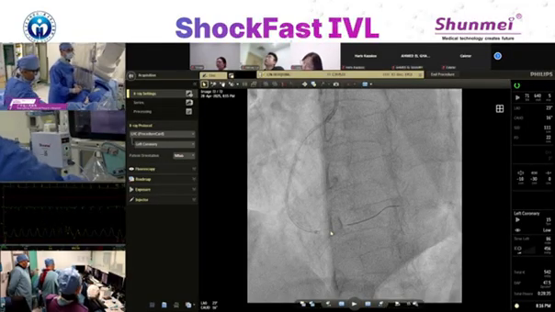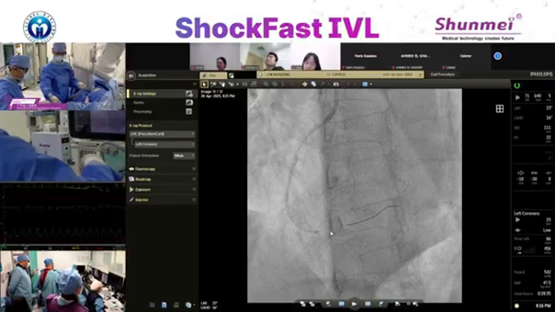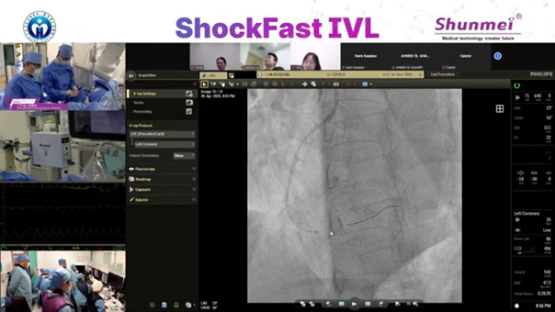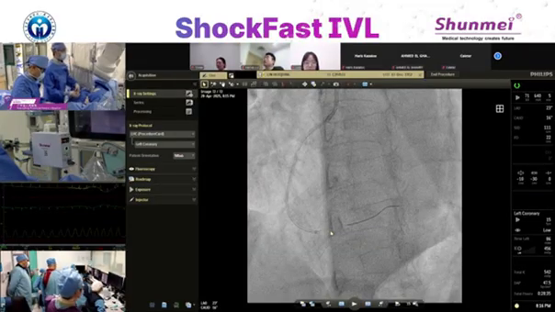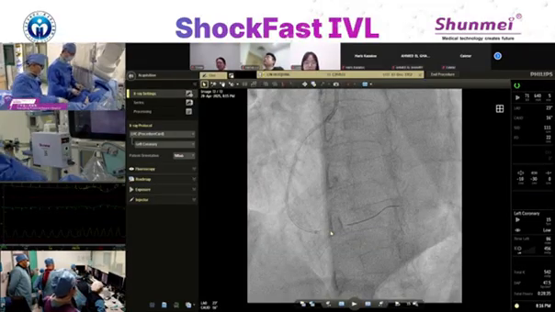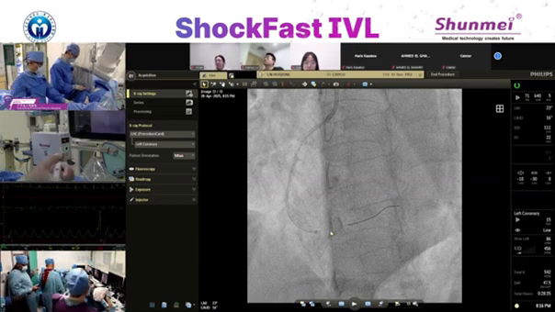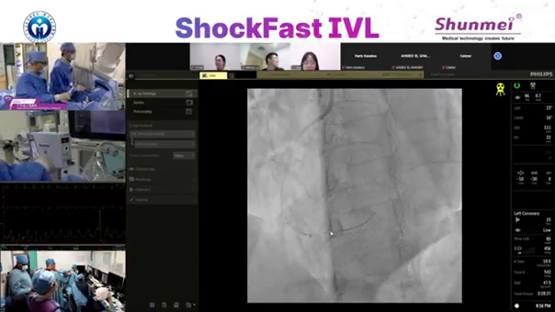The pressure is acceptable. 80 something. Okay. But diastolic pressure is not good. So I need to be quick. My nurse is reminding me.